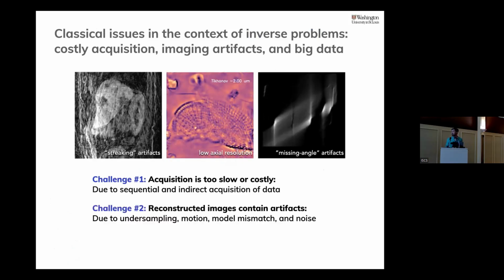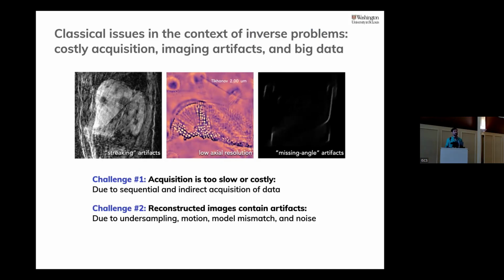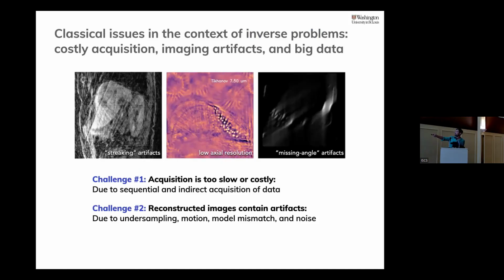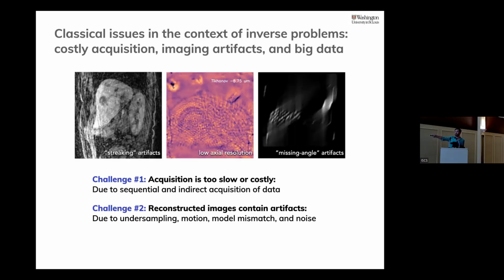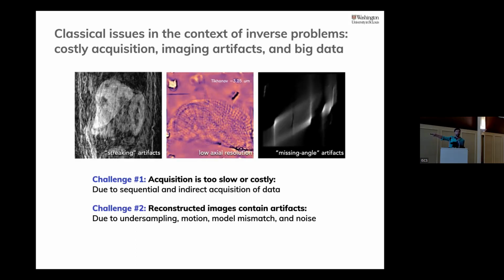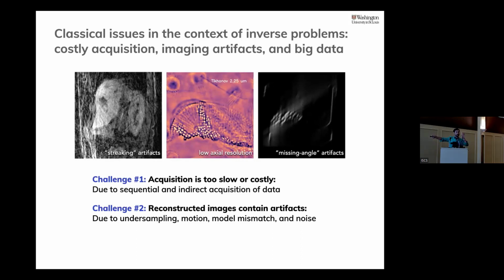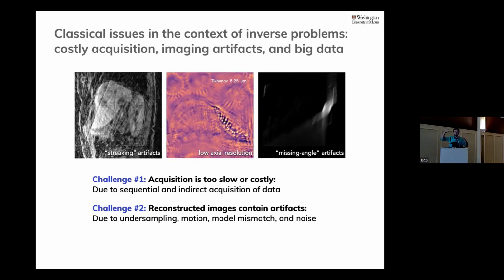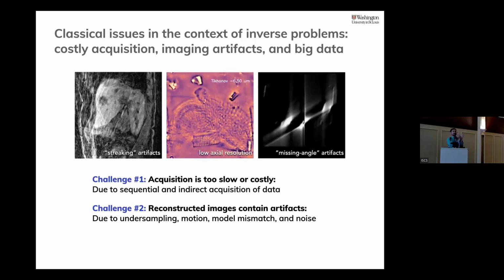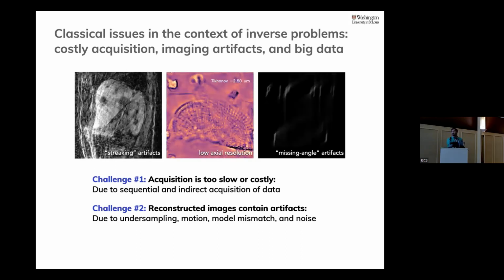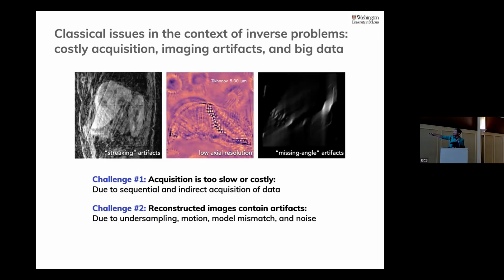The second challenge we're going to look into is that reconstructed images contain artifacts. So here I gave you 3 samples. One is MRI. You can see those streaking artifacts because of subsampling. This is an IDT image, so a 3D IDT image. We're going through the slices. What you see is that there's a fusion between the slices. So the low axial resolution is because we have a missing cone there. So not all the data is collected. So you can see the axial sectioning is not so good.